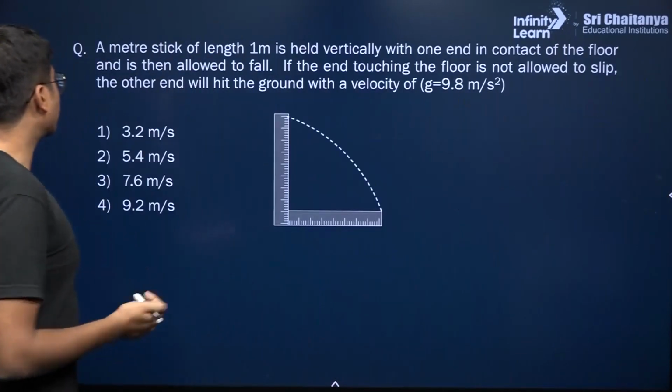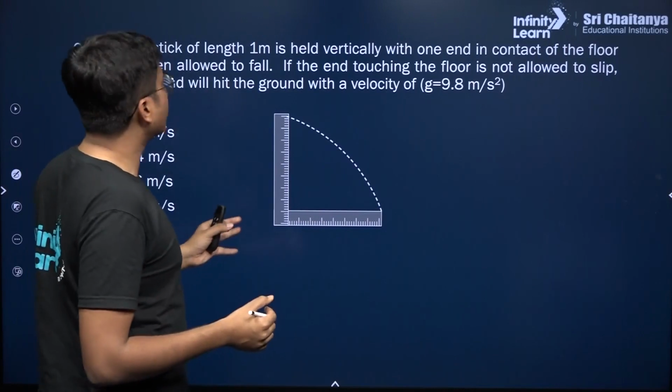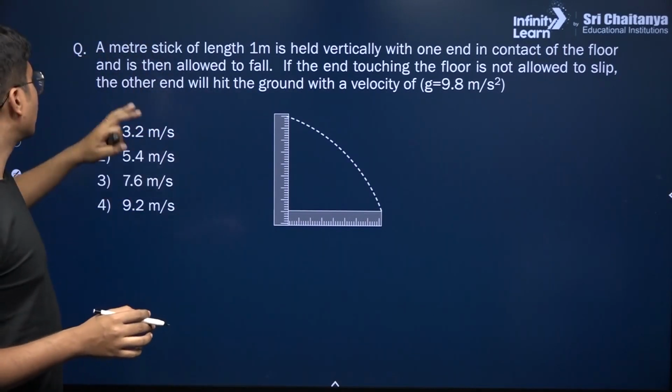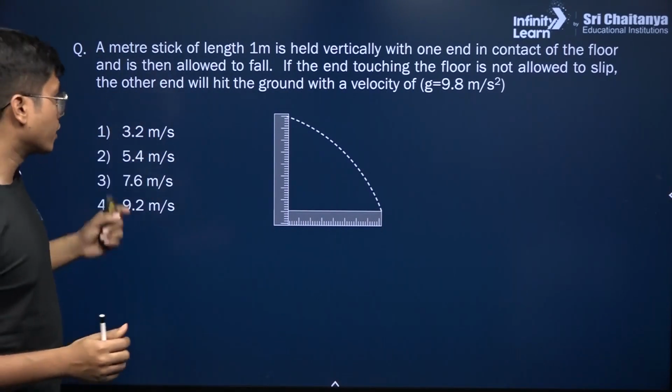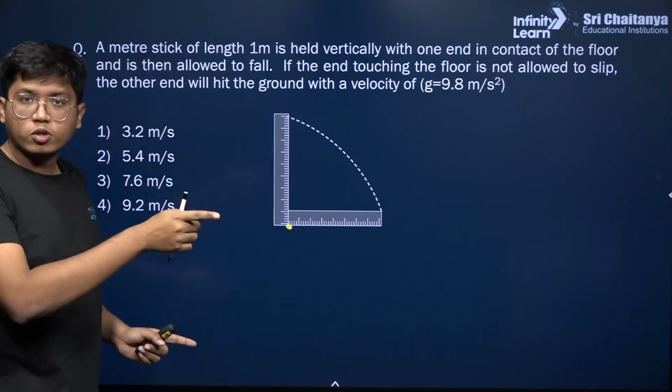Let's move on to the next question. It says a meter stick, length 1 meter, held vertically with one end in contact with the floor, is then allowed to fall. If the end touching the floor is not allowed to slip, the other end will hit the ground with a velocity. So here this scale falls, this point is fixed, this is the point about which it's going to turn and fall.